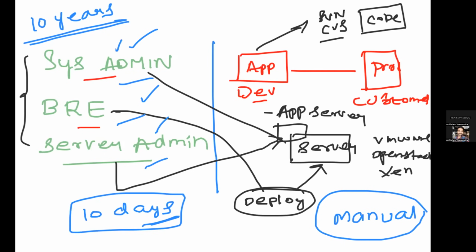So what was happening? The system administrators, build and release engineers, and the server administrators were working together to deliver your application from your personal laptop to production, that is, for your customer. Because everything was manual and different teams were collaborating, the process was taking more time. For example, I said 10 days, but it could be 1 month, 2 months, or also 5 days. But the entire communication and the entire system was not effective. This was 10 years ago.